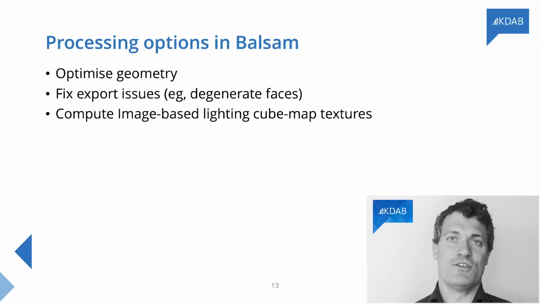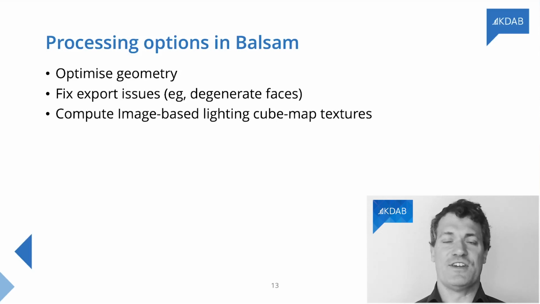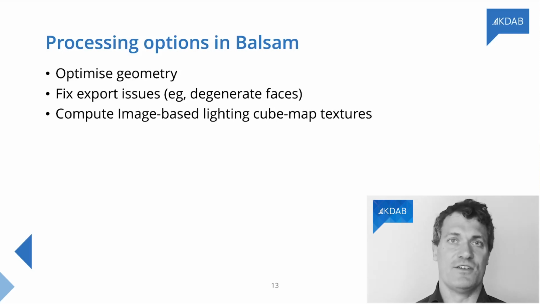The Balsam tool can do lots of other content conditioning steps. So it can optimize geometry, making it more efficient, splitting it, merging it, setting the detail. It can fix a range of problems to do with degenerate data, flipping normals, collapsing bad faces. And it can also do other computational steps. So, for example, it can compute image-based lighting cube maps, which typically has to be done right before the scene is being exported, so you actually know where everything is and can go and render those cube maps ready for use.